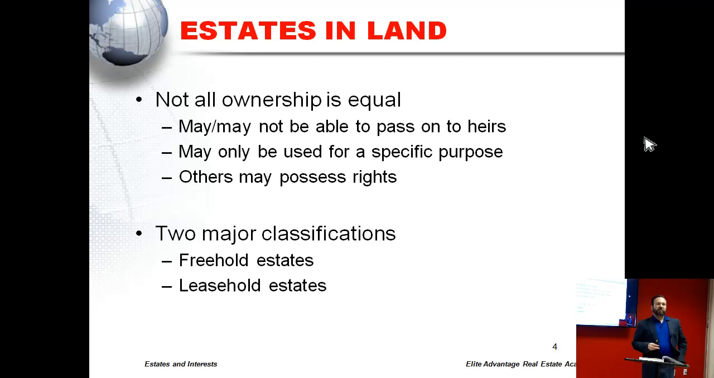So not all ownership is equal. Last chapter we talked about ownership interest, but not all ownership is equal. It may or may not be able to be passed on to your heirs when you die. It may only be used for specific purposes, or others may possess the rights of that property. Okay, not the interest, but the rights. And there are two major classifications for this. Number one, we have what's called a freehold estate and a leasehold estate.